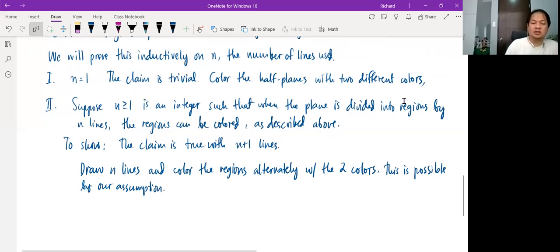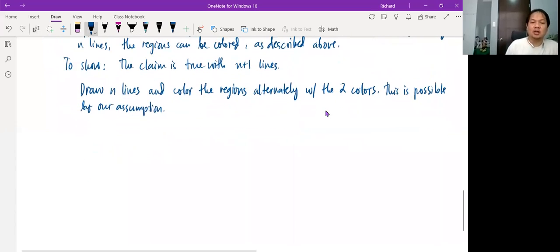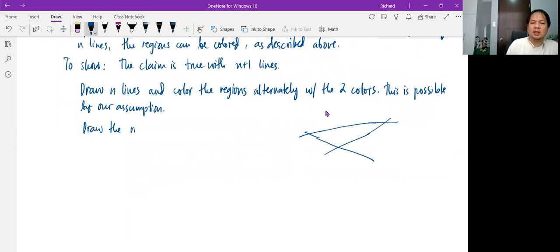Okay, and then the description of Joshua is draw the n plus first line. So suppose you already have a fill button. Okay, so this. Then draw the n plus first line.